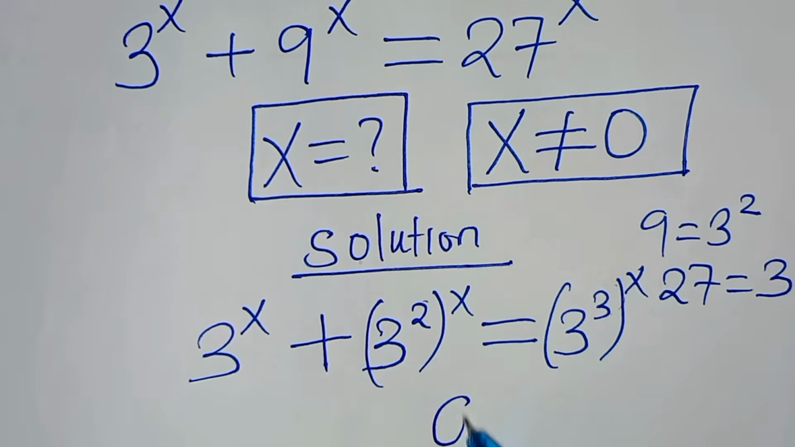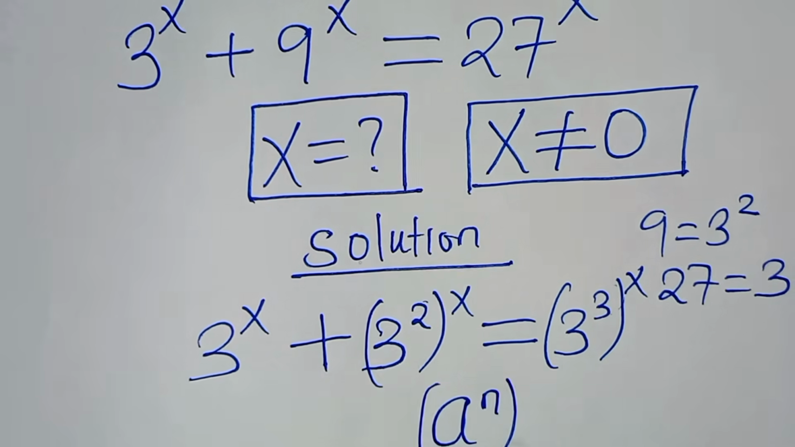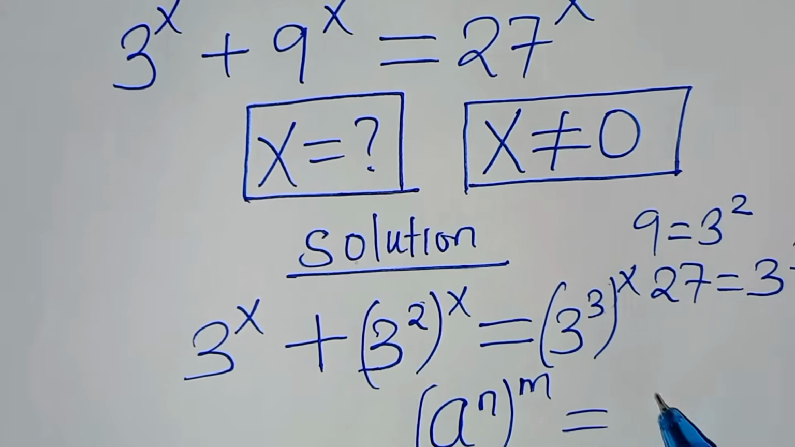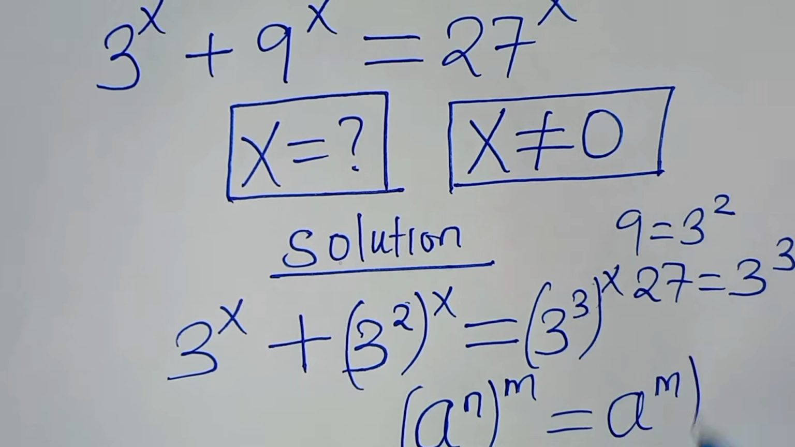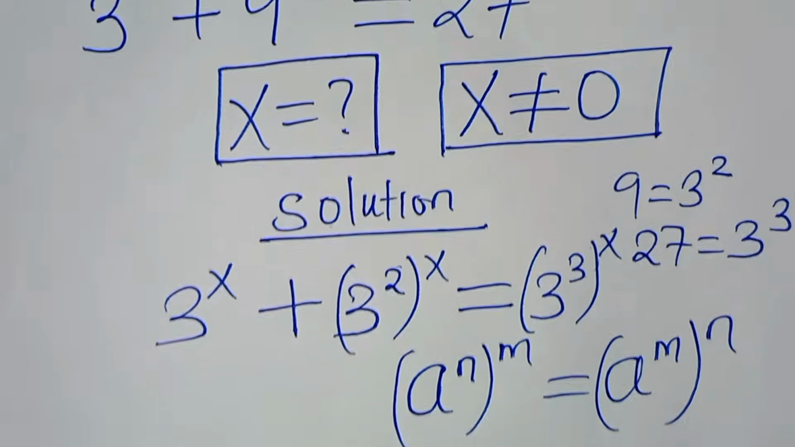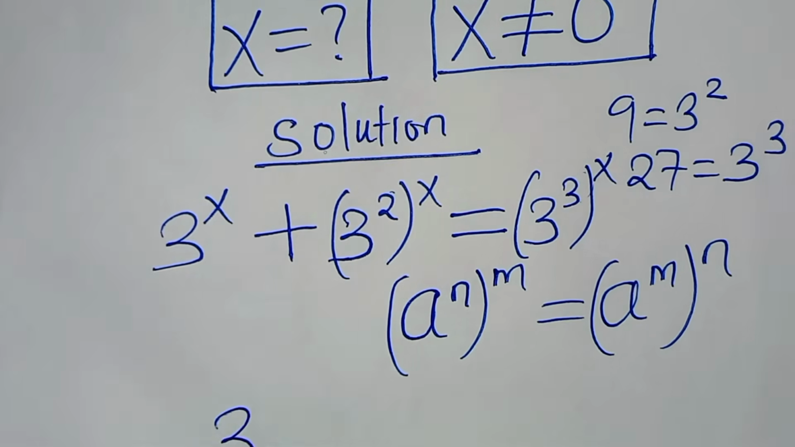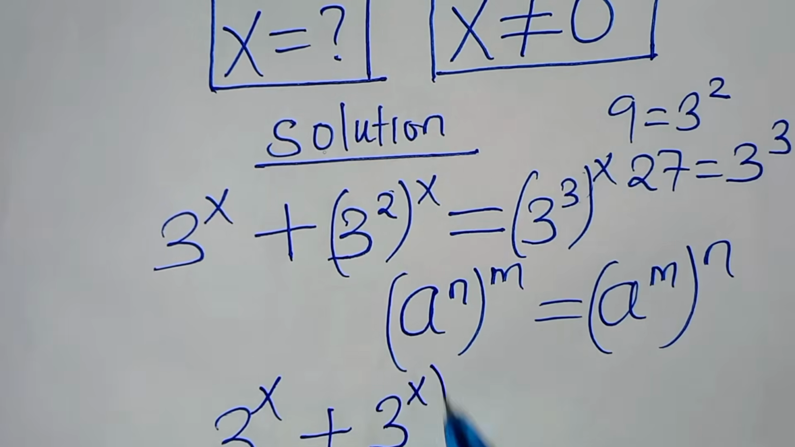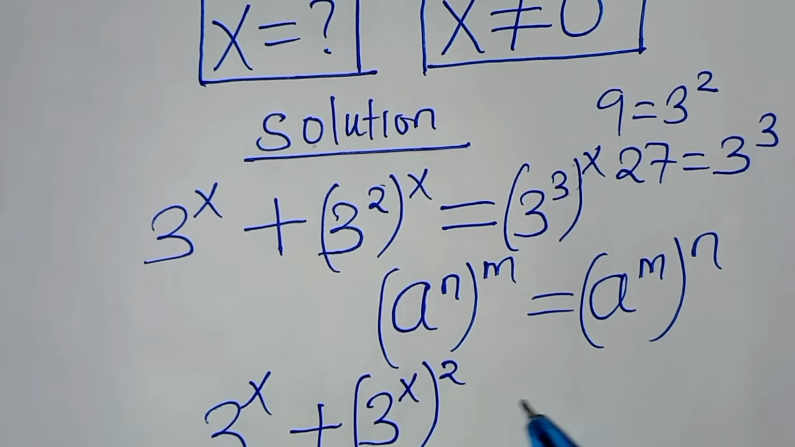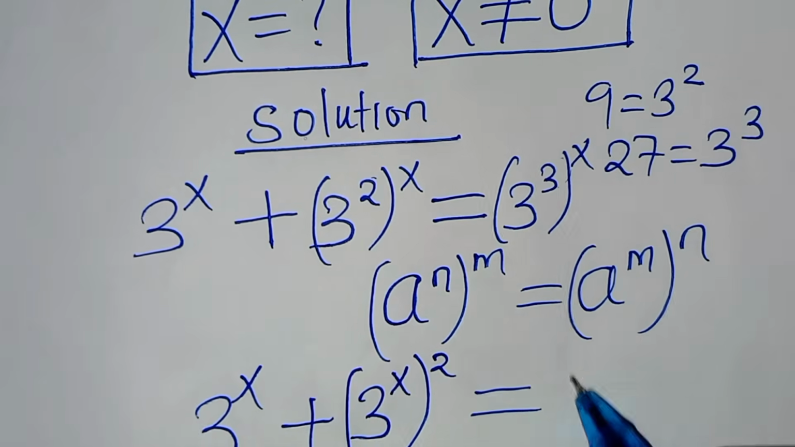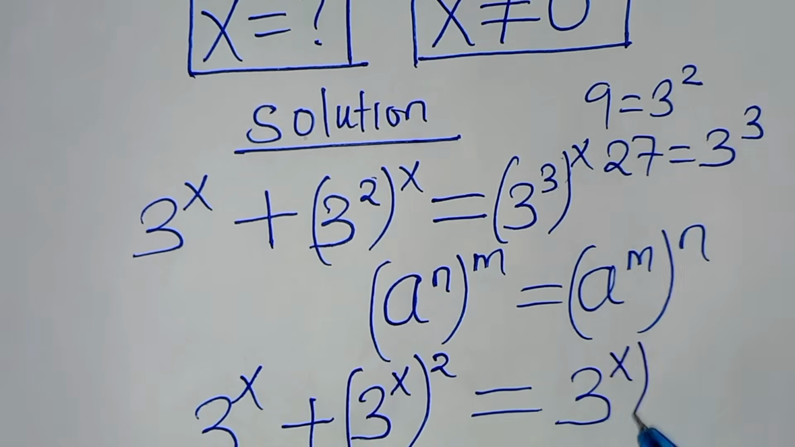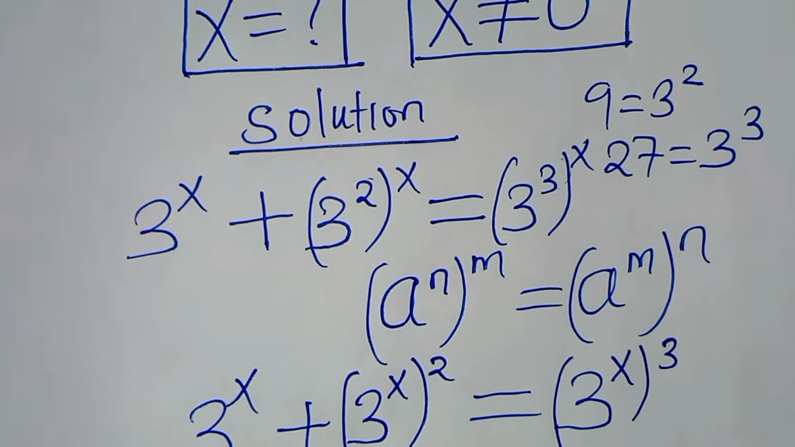This is in the form of a to the power of n raised to power m, which we can express as a raised to power m times n. So let's apply this exponent property from here. So we have 3 to the power of x plus 3 to the power of x raised to the power of 2. This is equal to 3 to the power of x raised to power 3.